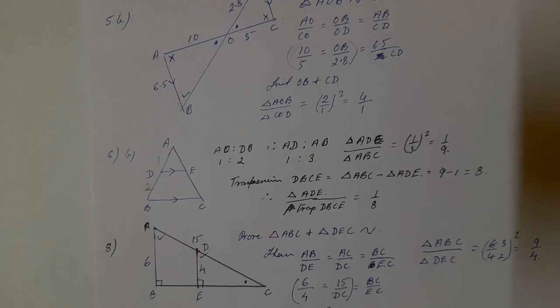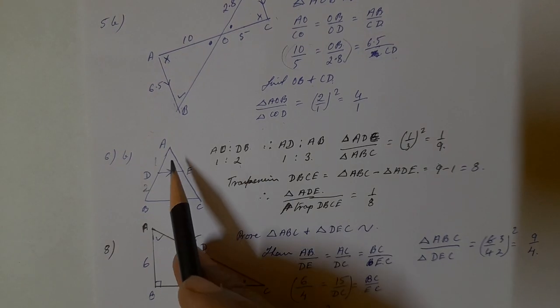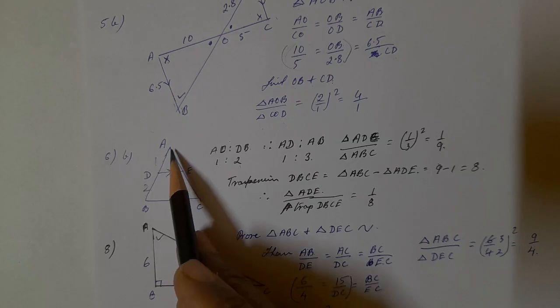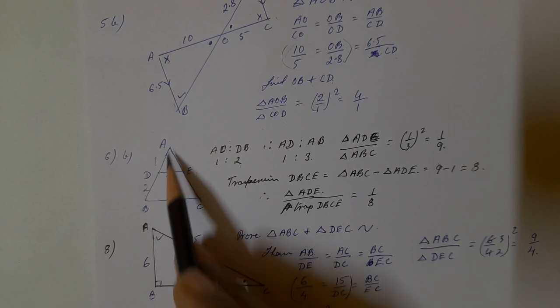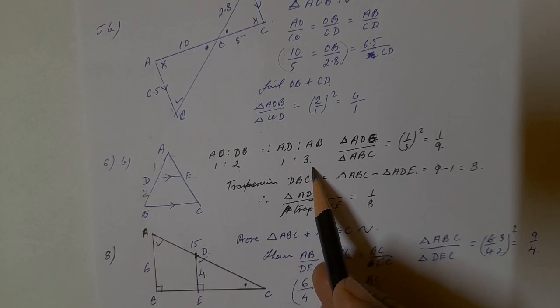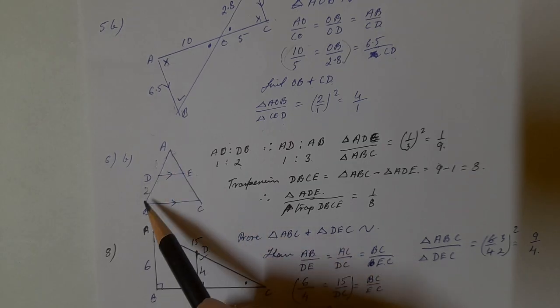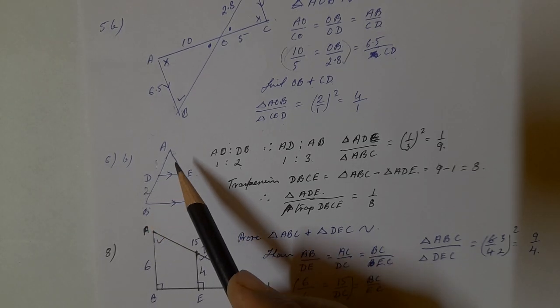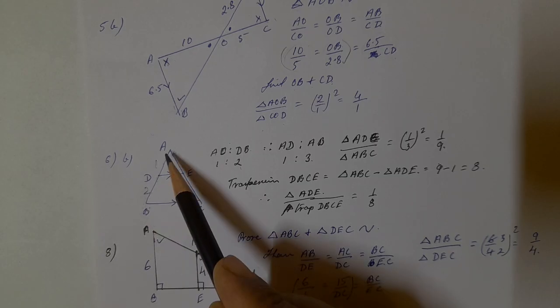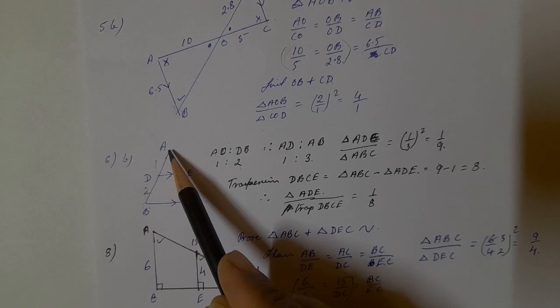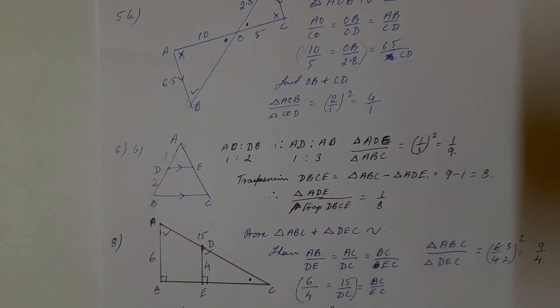All right, we carry on. Look at this. They have given over here AD is to DB is 1 is to 2. So AD is to AB will be 1 is to 3. That's what I have done here. If AD is to DB is 1 is to 2, then AD is to AB will be 1 is to 3. That's what I have done over here.